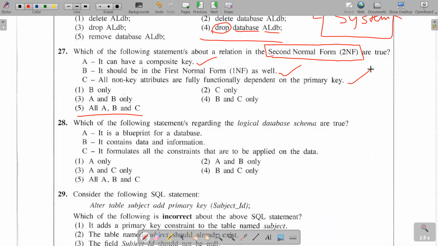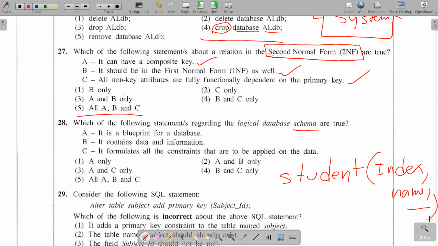28. Which of the following statement or statements regarding the logical database schema are true? Schema means what? The one that we write from a particular ER diagram, right? So the table name and the attributes, we are going to write it by putting commas, and likewise we are going to finish it.